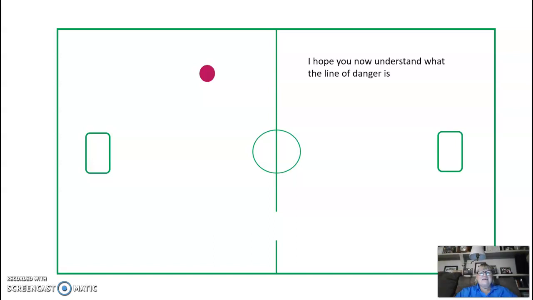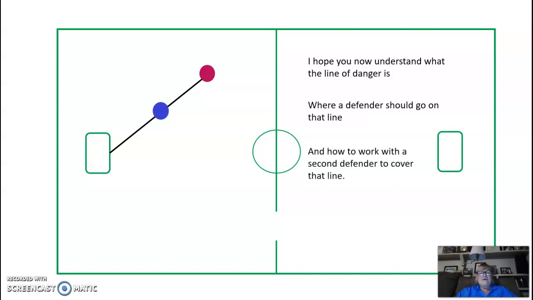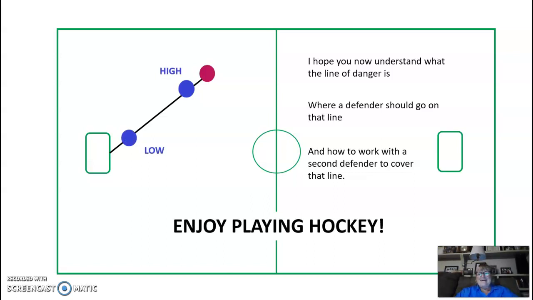I hope you now understand what the line of danger is, where a defender should go on that line, and how to work with a second defender to cover that line. Enjoy playing hockey, everyone.